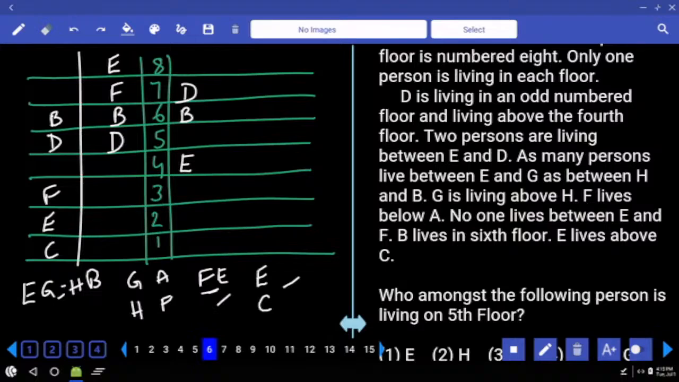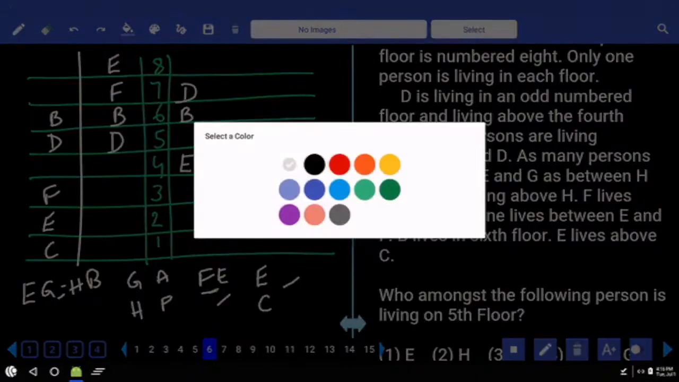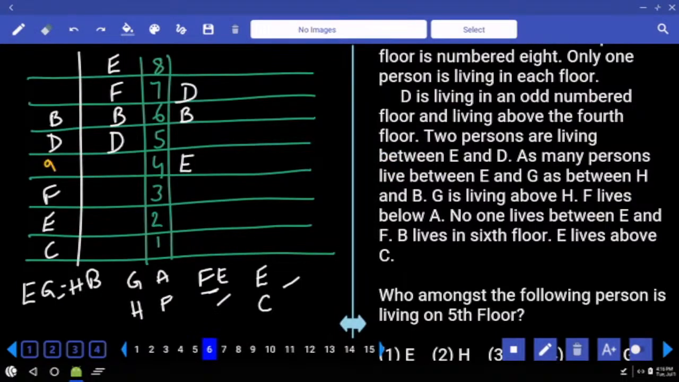E and G, H and B. Now E and G. In this case, can we have G at this place? E and G, how many persons? 1 person. And H and B, there must be exactly 1 person. If H is here and G is above this H, which is not possible. Clear? Hence G cannot be at this place.